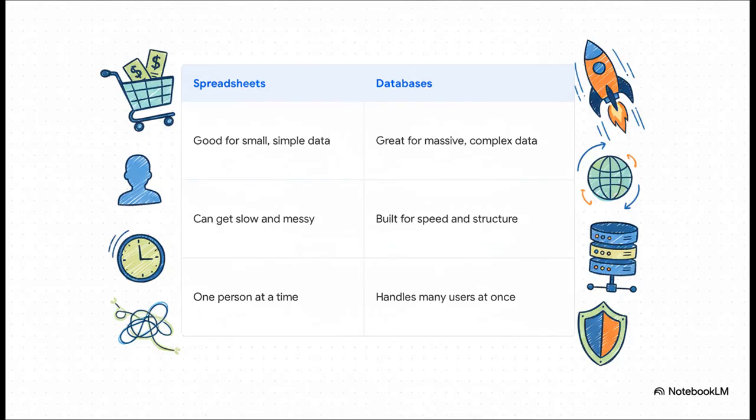But this is where things get really interesting, the difference in pure power and scale. A spreadsheet is awesome for your personal budget, right? But a database, that's what a company like Amazon uses to manage millions of products and customers. Spreadsheets can get super slow and clunky. Databases are built from the ground up for speed. A spreadsheet is really for one person at a time. A database can handle thousands of people using it all at the exact same moment. It's a whole different league.